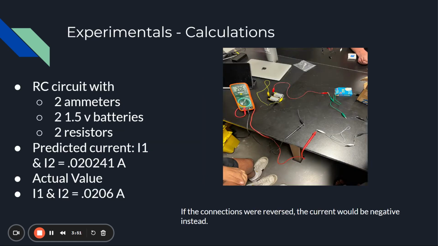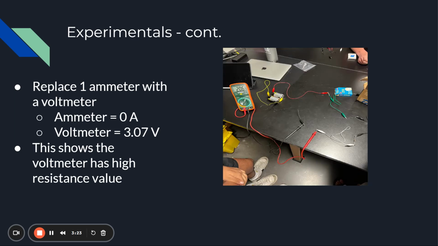For the first experiment, we set up an RC circuit with two ammeters, two 1.5 volt batteries, and two resistors. The predicted current for I1 and I2, which would be before and after the resistors, was both 0.020241 amps, and the actual value was 0.0206. So we know that these values were close, so we know that we are close to the answer. And we can also see that if the connections were reversed, the current would be negative instead.